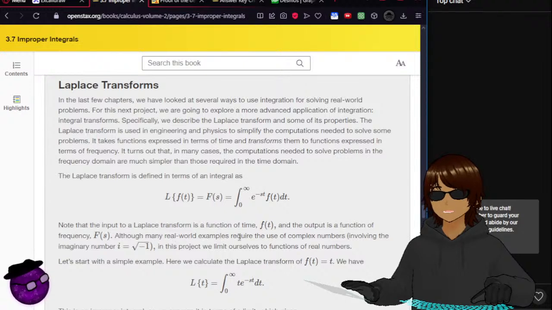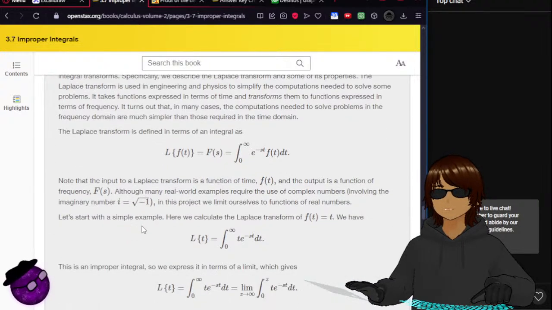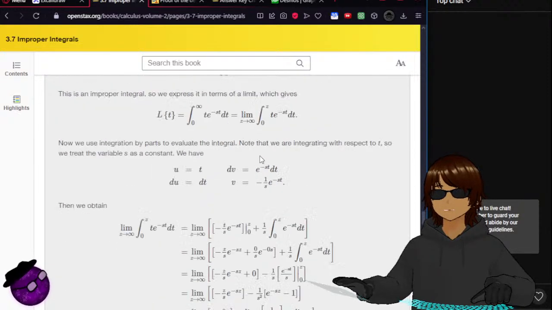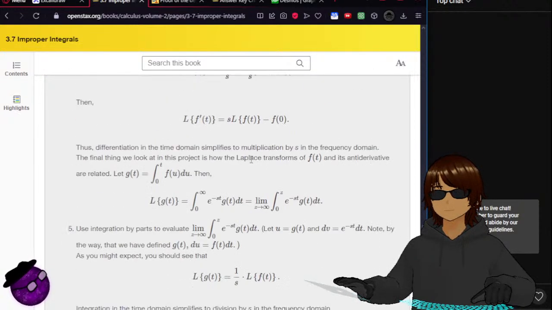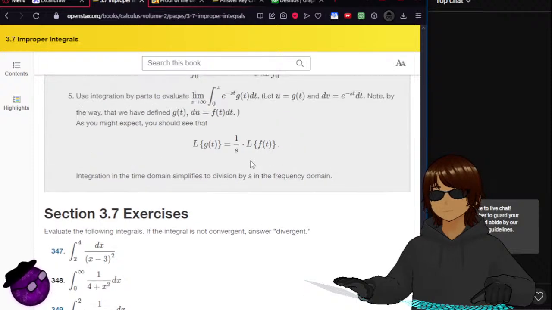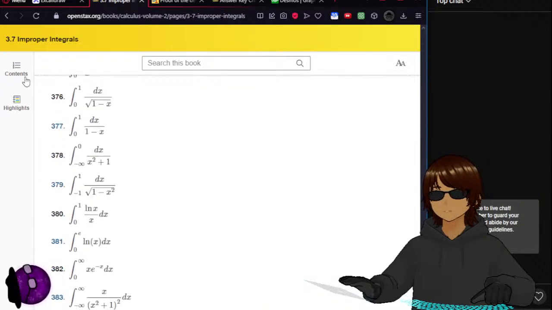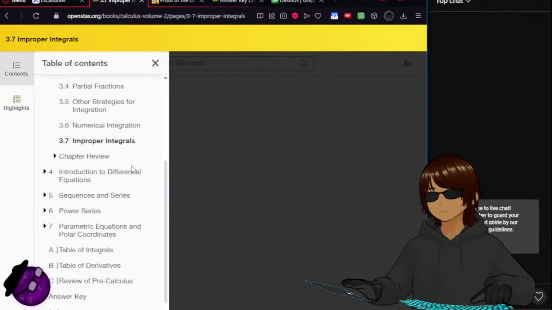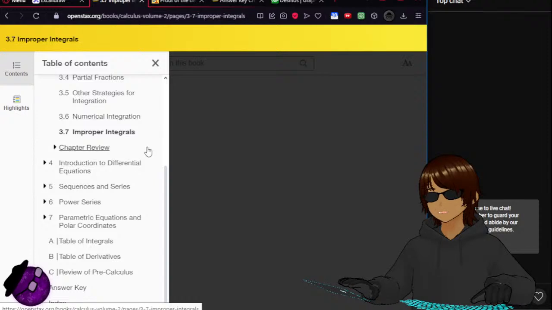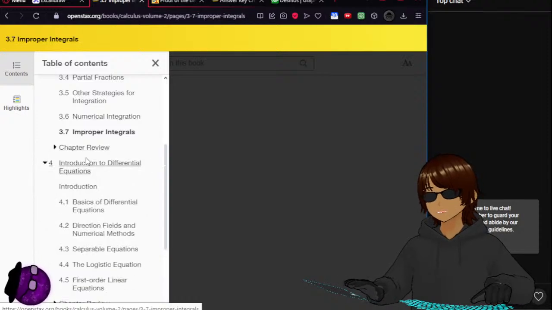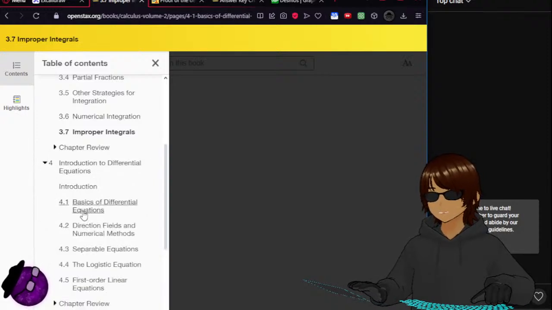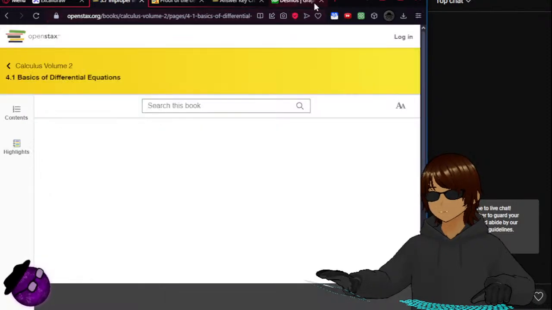Although many real-world application examples require the use of complex numbers involving the imaginary number i equal to root minus 1, in this project we limit ourselves to real numbers. Okay, let's just never mind that. Yeah, I guess I will end the stream here. What's the next topic about?